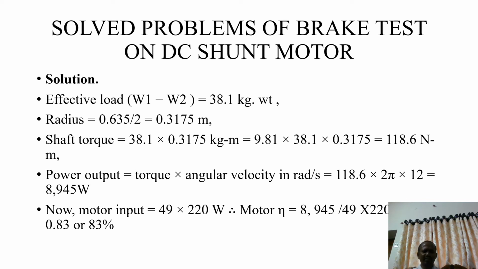So you know the value of radius also. Therefore shaft torque is 38.1 into 0.3175 kg meter. 1 kg meter is equal to 9.81 newton meters. 9.81 into 38.1 into 0.3175 is equal to 118.6 Newton meter. Therefore, the shaft torque of the machine is 118.6 Newton meter.